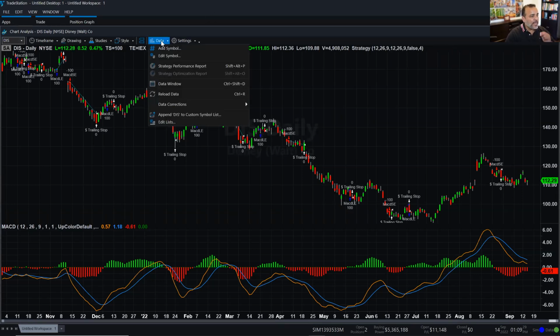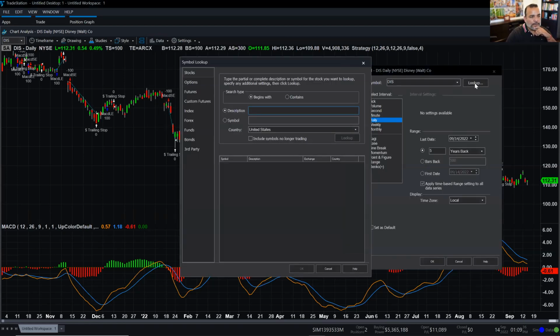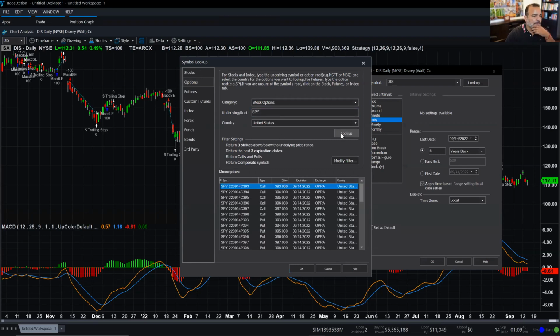Well, let's go over here and see if we can add an option symbol. I'm going to go here to edit symbol, go to lookup. Let me go to options. I'm going to do Spider options, lookup. We have multiple expirations here. Let's choose the one expiring on the 19th, the monthly one. Let's go ahead and take a look.